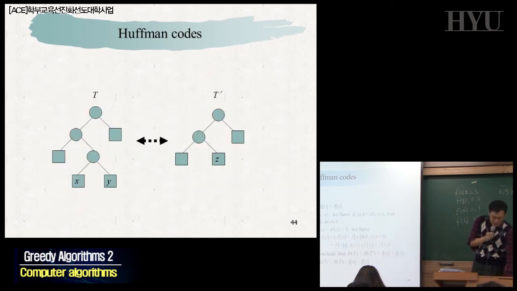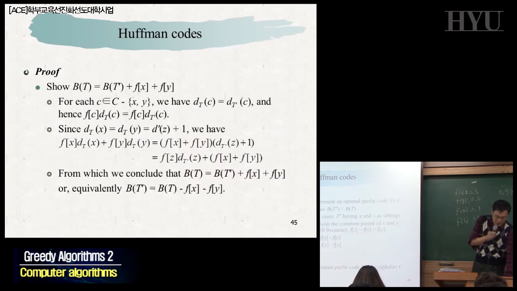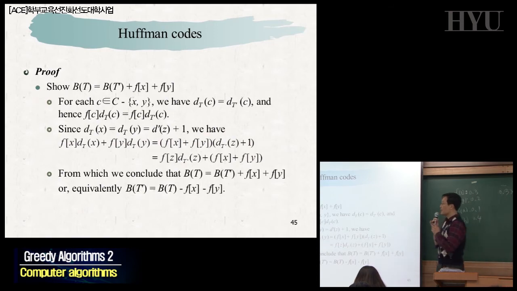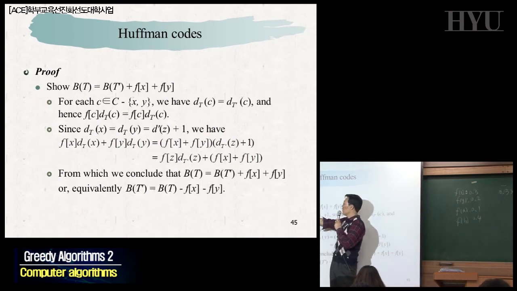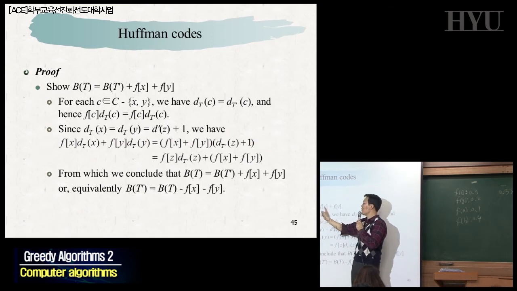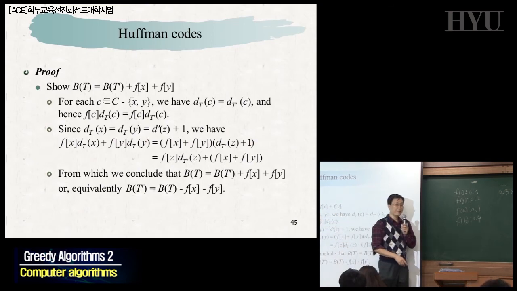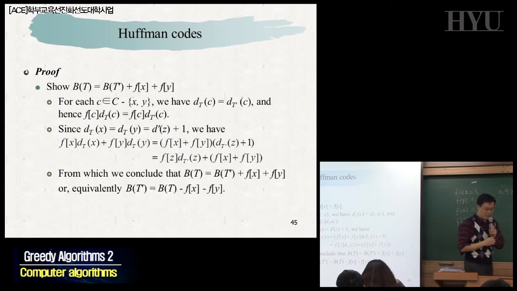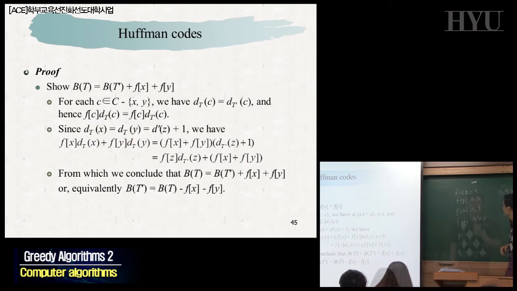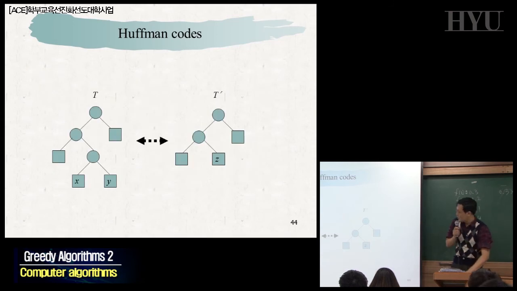Okay, and the first part of the proof is this. That is, the cost of t is the cost of t prime plus this part. Okay, try to understand this. Look at this. These 2 characters are the same in their frequencies and depths.